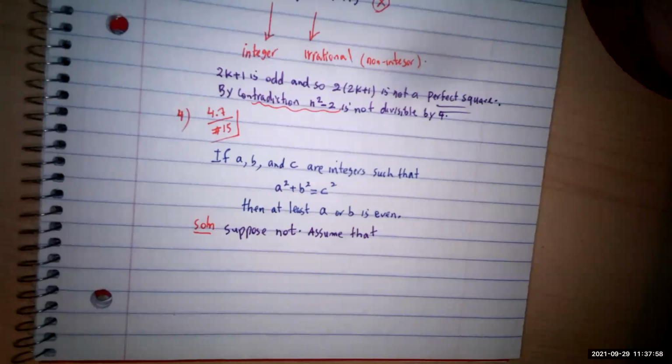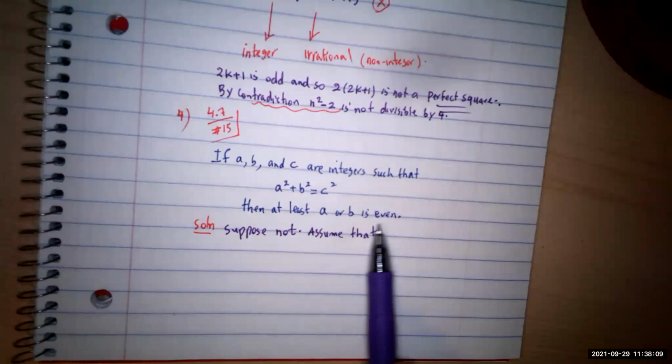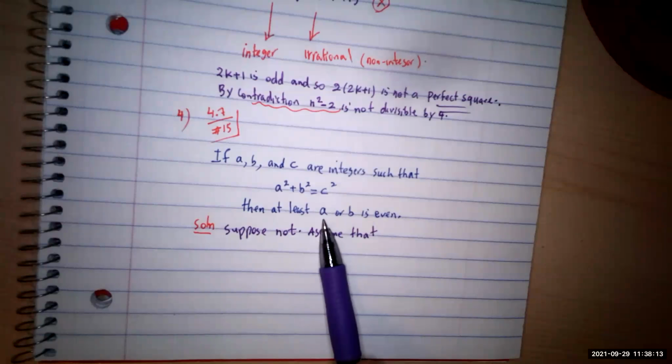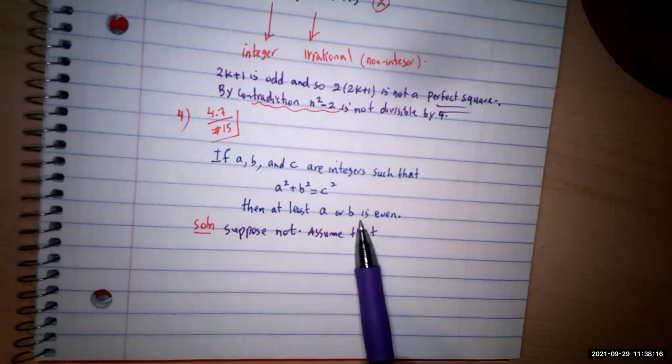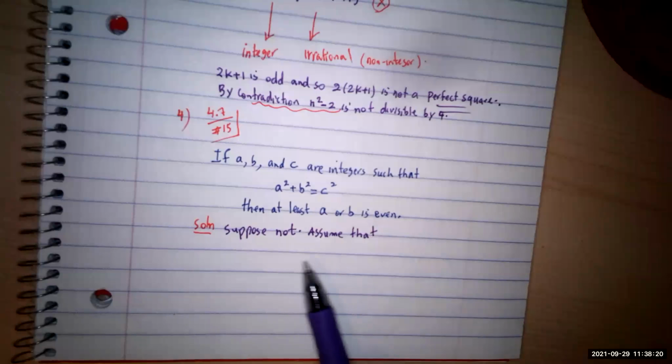So we assume that A and B are going to be odd, and they satisfy A squared plus B squared. Because this is "at least A or B," it changes to "A and B," and the even changes to odd. So that's it. Suppose not.